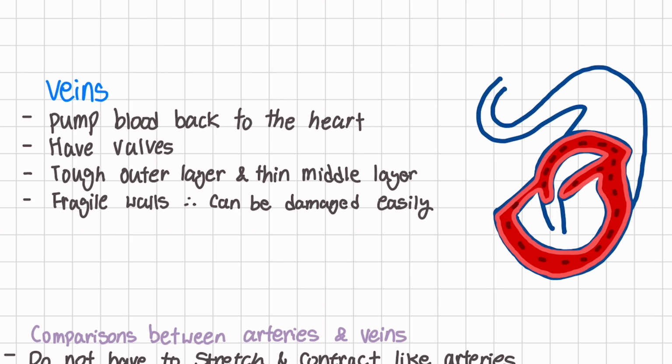And these valves close when the blood is going away from the heart, which ensures that the blood flow is going in the right direction, which is to the heart. Veins also have a tough outer layer, but a really thin middle layer. And they also have fragile walls, which means that they can be damaged easily, and they're more likely to get diseases and viruses.